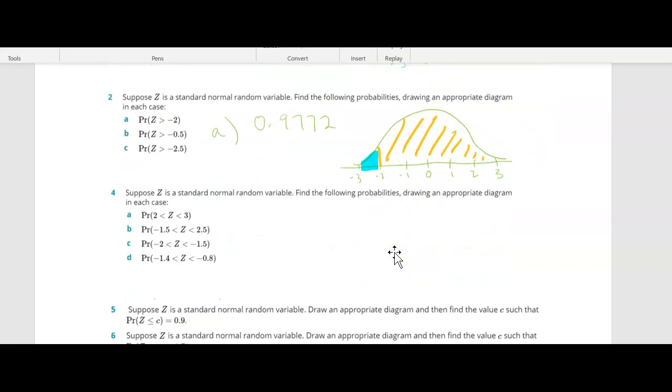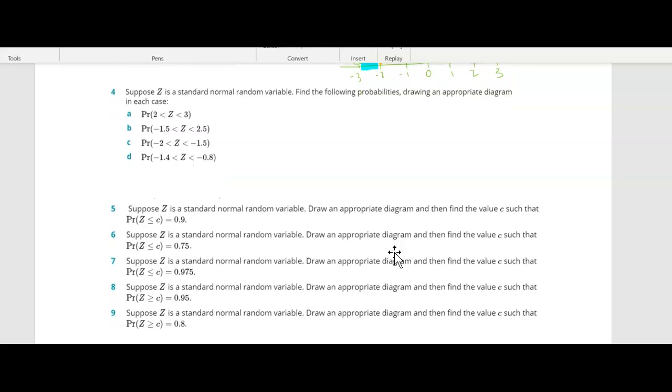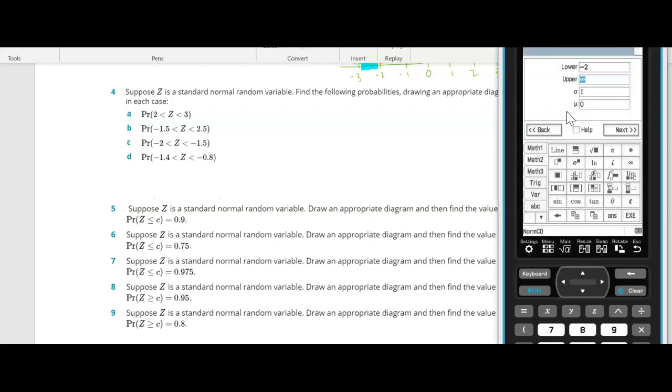Okay, let's move on. Question 4: suppose Z is a standard normal random variable. Find the following probabilities, drawing an appropriate diagram. This time we've got intervals. For the first one, we're going between 2 and 3. You'll notice Z is being used because it's standard normal. What am I looking for on my calculator? Okay, so we'll go back. This time the lower limit is 2 and the upper limit is 3. We're still dealing with the standard normal. So there you've got it, 0.0214.